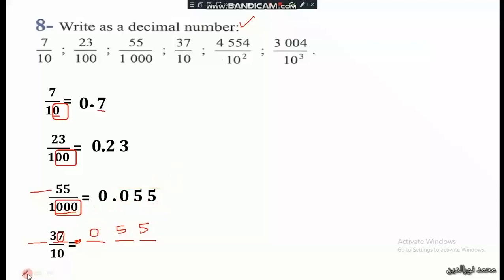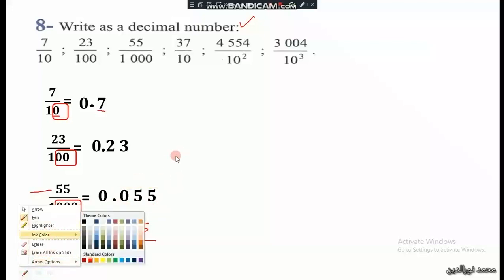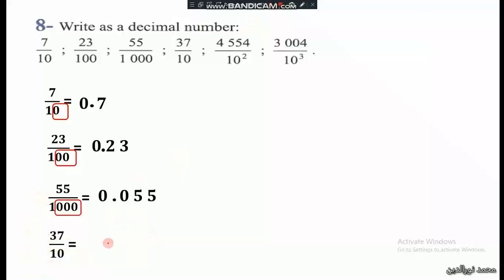And then we have 37 over 10. So we have 1 zero, so we have one decimal digit, and we put the decimal point here, and we start from the right. 7, we put 7 here, and then we put 3 here, so it's 3.7. So 1 zero, one decimal digit, and the point is right here.